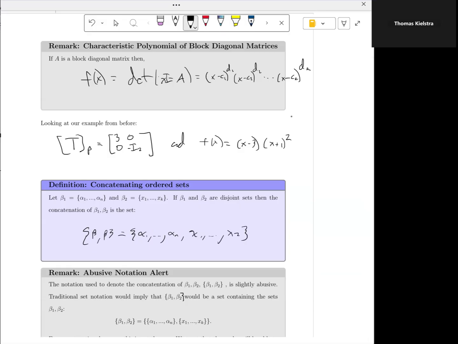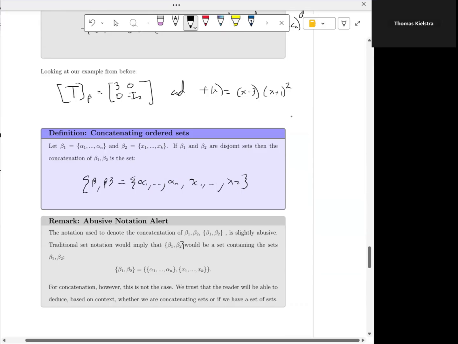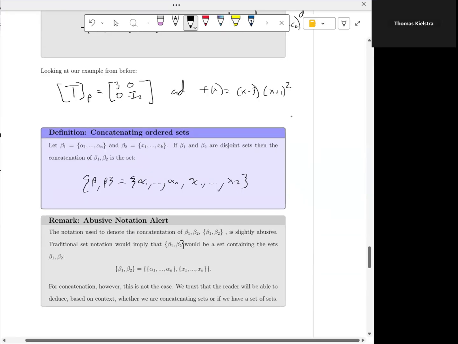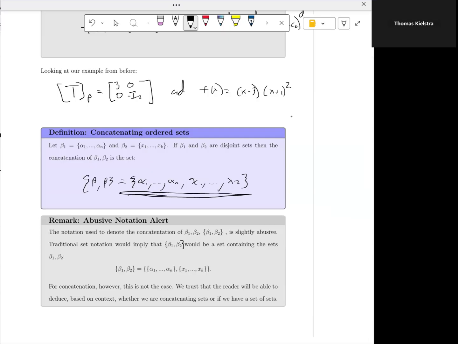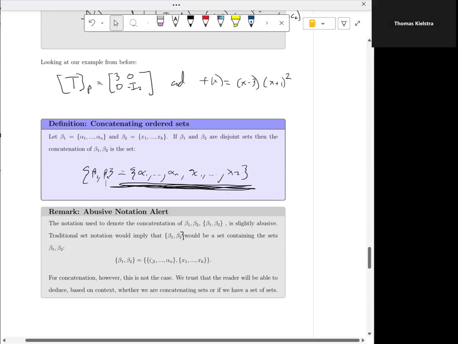Now, this notation of concatenation is a little bit abusive. The challenge is if I were to combine sets of sets and use traditional set notation, the set beta 1, beta 2 would be the set containing the set alpha 1 through alpha n with the set alpha 1 through alpha k. But in concatenation, I'm not taking a set of sets. I'm just putting them together to create a bigger set. Context will tell us which one we're trying to do. So we leave it for the reader, for you, to understand what we mean when we say the set beta 1, beta 2. The context will tell you if you're concatenating them or creating a set of sets.